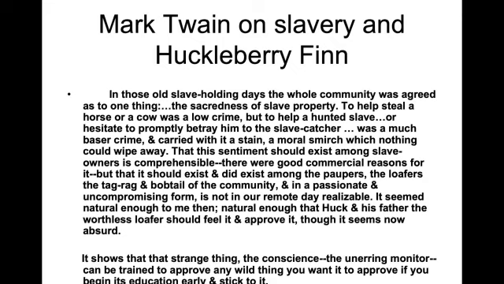Now, in those old slaveholding days, the whole community was agreed as to one thing: the sacredness of slave property. To help steal a horse or a cow was a low crime, but to help a hunted slave, or hesitate to promptly betray him to the slave catcher, was a much baser crime and carried with it a stain, a moral smirch which nothing could wipe away. That the sentiment should exist among slave owners is comprehensible. There is a good commercial reason for it. But that it should exist, and did exist, among the paupers, the loafers, the tag rag and bobtail of the community, and in a passionate and uncompromising form, is not in our remote day realizable. It seemed natural enough to me then, and natural enough that Huck and his father and the worthless loafer should feel it and approve it, though now it seems absurd. It shows that a strange thing, the conscience, the unerring monitor, can be trained to approve any wild thing you want it to approve if you begin its education early and stick to it.